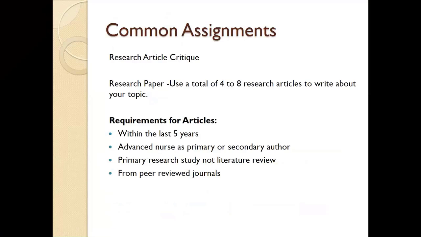So you could have 4 to 8 research articles about your topic, and there's going to be specific requirements. Common is to have it within the last 5 years, and then have a nurse as the primary or secondary author. And then the type of article, you're going to want to have a research study, not a literature review. We'll go over levels of evidence in a little bit, and you'll see why you would want a primary research study and not a literature review. And again, from peer-reviewed journals.